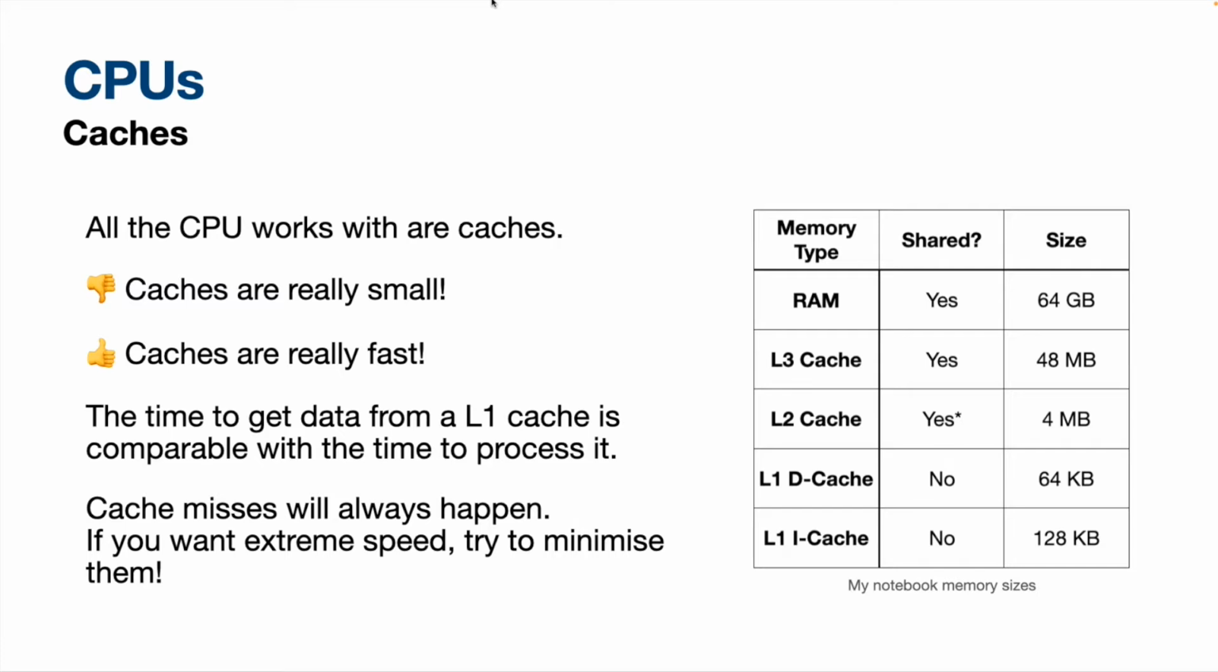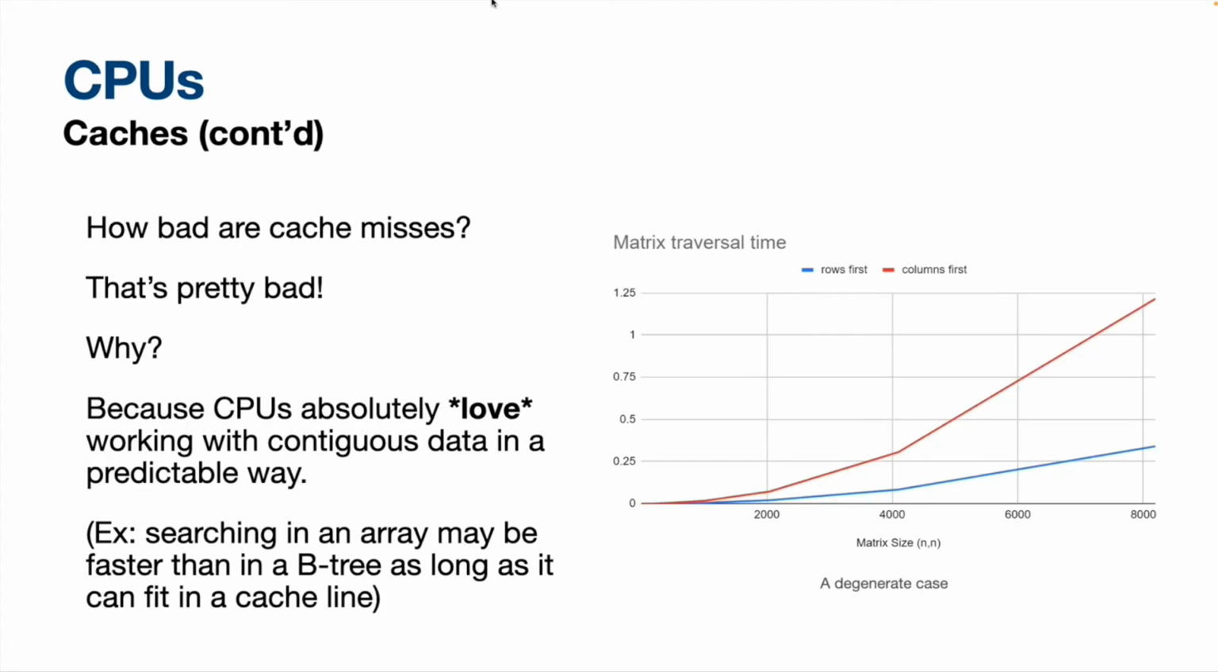So what happens in case of a cache miss? Well, it then looks at the level 2 cache, which is way bigger, then the L3 cache, and then, well, too bad, I have to go to the RAM. But exactly how bad is a cache miss? Well, it is actually pretty bad.